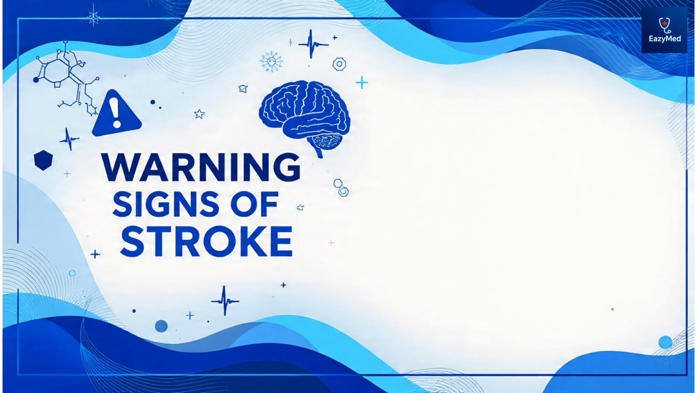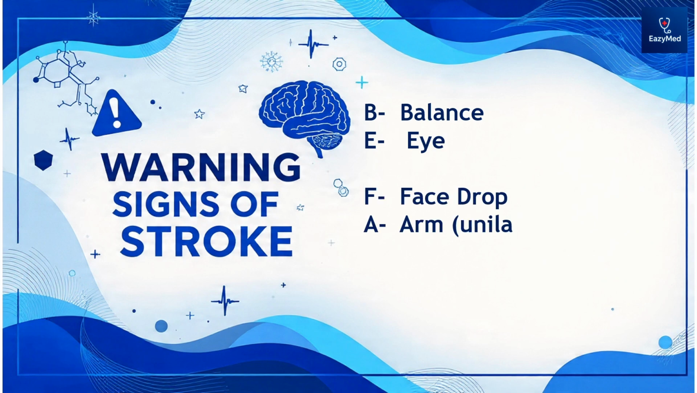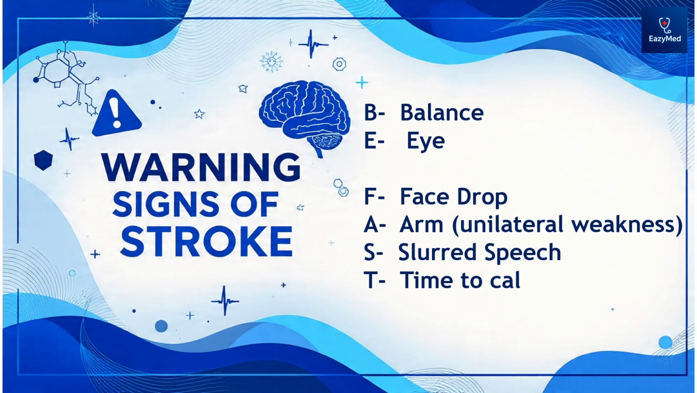Warning signs of stroke: B. Balance. E. Eye. F. Face drop. A. Arm, unilateral weakness. S. Slurred speech. T. Time to call 911.